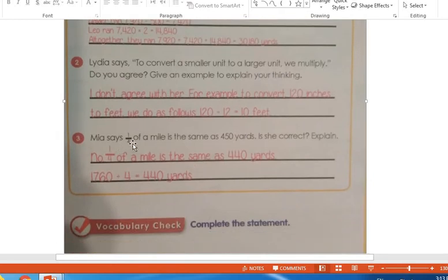Maya says a quarter of a mile is the same as 450 yards. Is she correct? No, of course not, because a quarter of a mile is the same as 440 yards. Why? 1,760 divided by 4 equals 440 yards.